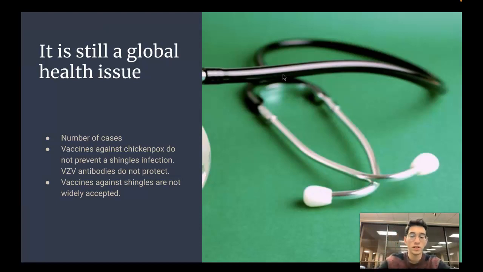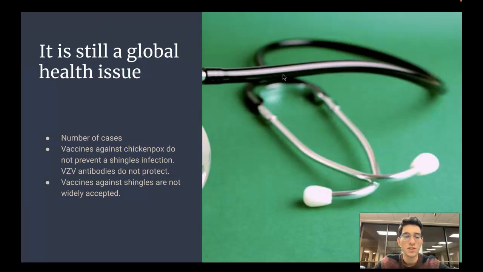So, we can look at the number of cases for chickenpox. In the past years it has been around 150,000, which is much better than years prior, when it was around 4 million according to the CDC, and has improved because of the vaccines and other treatments that we have come up with. When we compare that to shingles, which is around 1 million, it's a big difference.